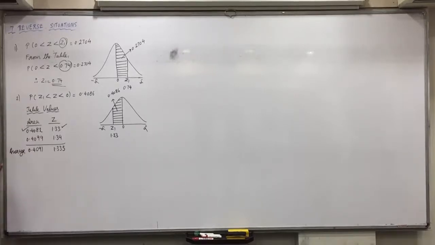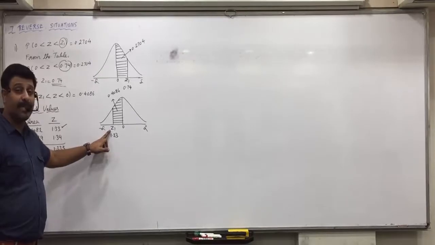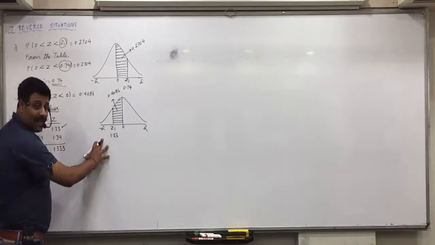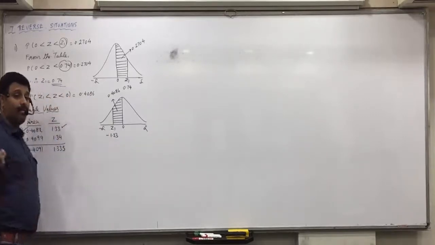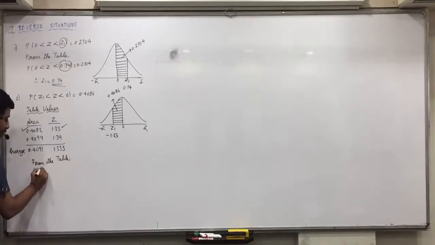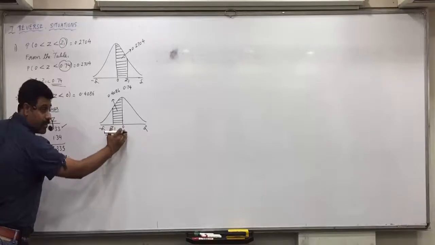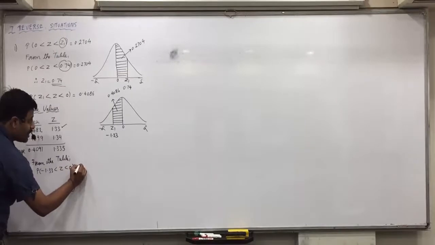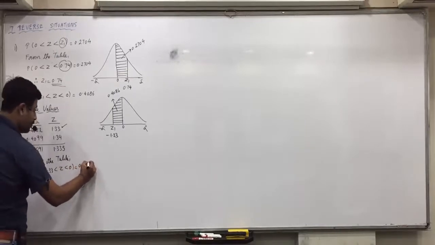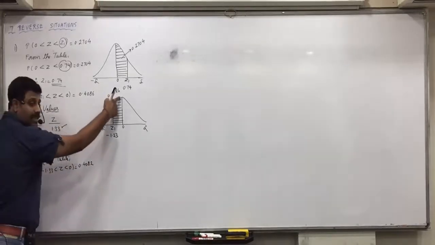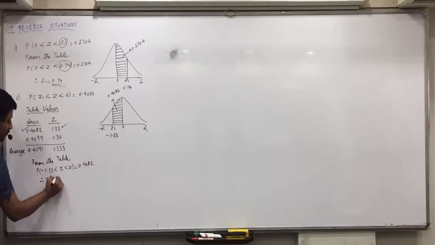Now one more thing. We discussed that Z1 is on the left side means it's a negative number. But in the table we never have the negative numbers. So being on the left side, it's not 1.33, it's minus 1.33. Means now you'll say from the table P, we always write from left to right. So P of minus 1.33 less than Z less than 0 is coming to 0.4082, which is the nearest. 82 is the nearest to 86. So we'll take Z1 as minus 1.33.